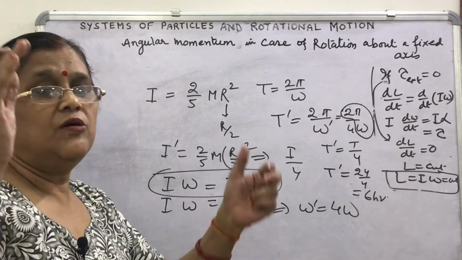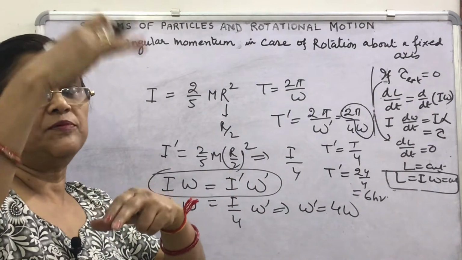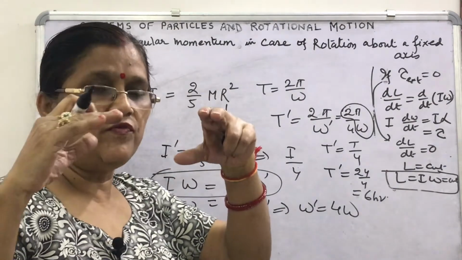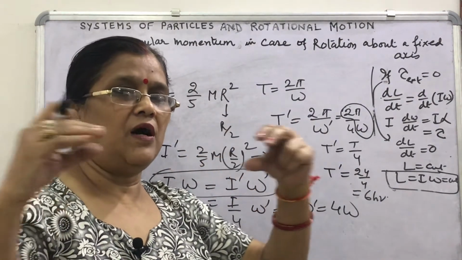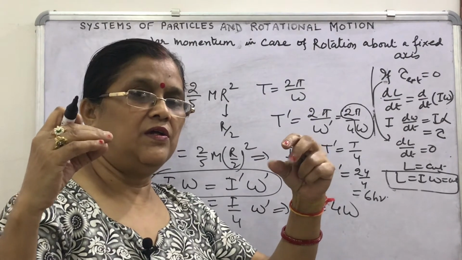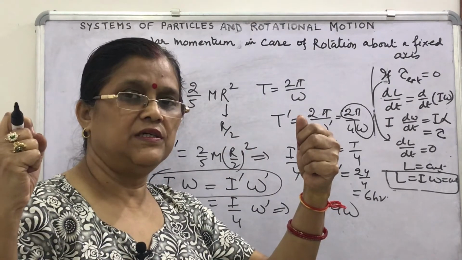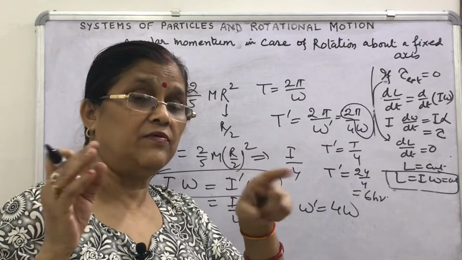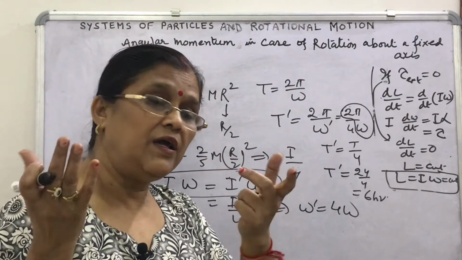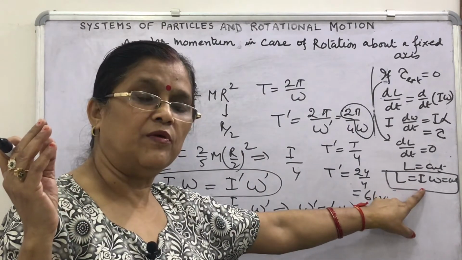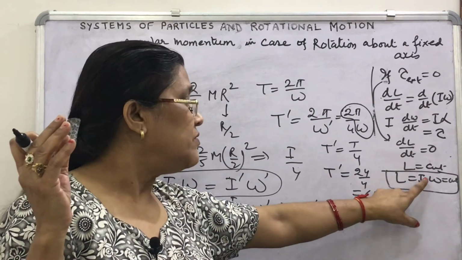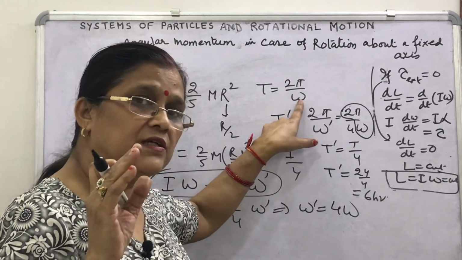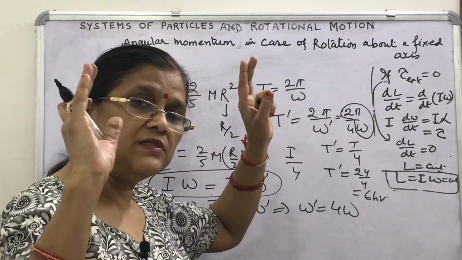Similarly, if the ice at the polar caps melts, what will happen? The water so formed will come away from the axis. Then the moment of inertia will increase. When the moment of inertia increases, then omega, the angular velocity, will decrease. Why? Because of conservation of angular momentum. So if omega decreases, then the duration of the day will increase.